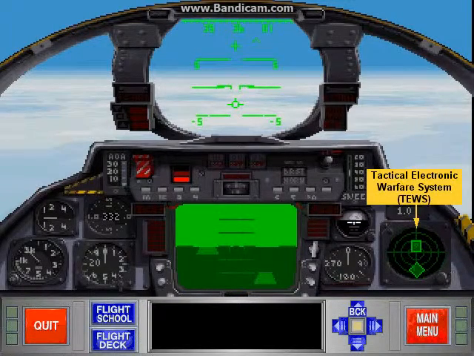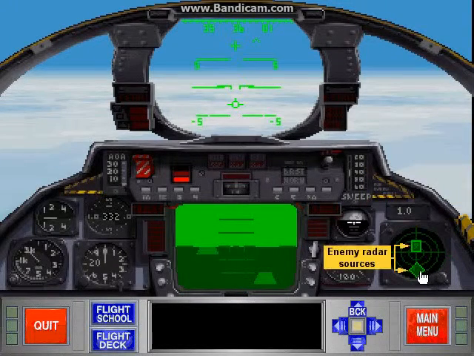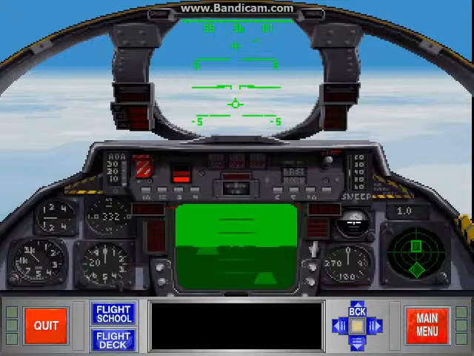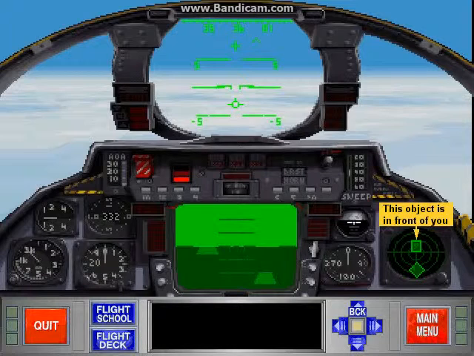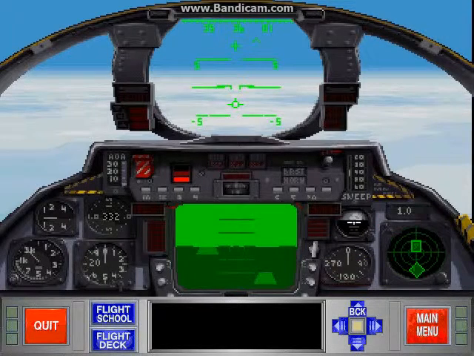The Tactical Electronic Warfare System, or TEWS, alerts you to any radar sources attempting to track your aircraft, whether on the ground or in the air. Objects appearing at the top of your TEWS are in front of you. Objects appearing at the bottom are behind you. If an enemy is searching for you, a beep sounds whenever their radar passes over you, and a section of the TEWS lights up to indicate the direction of the radar.